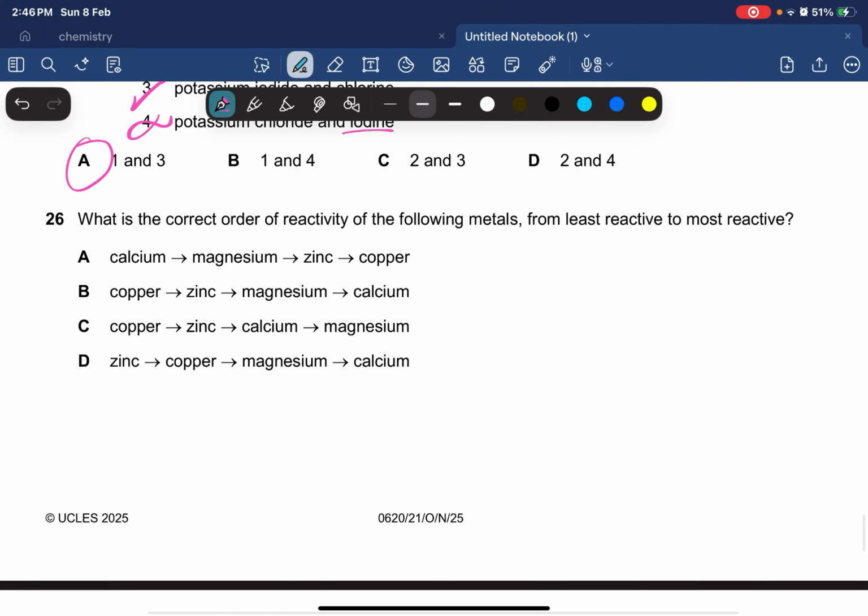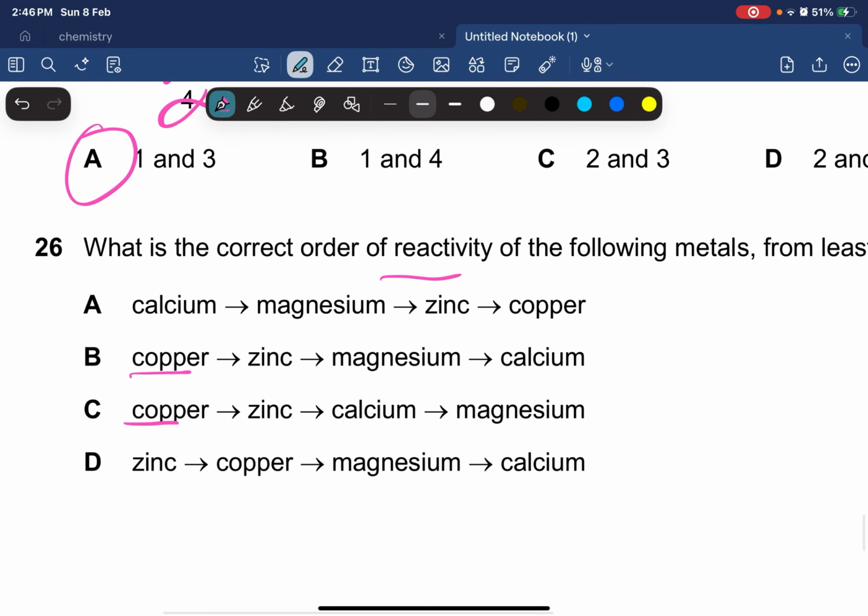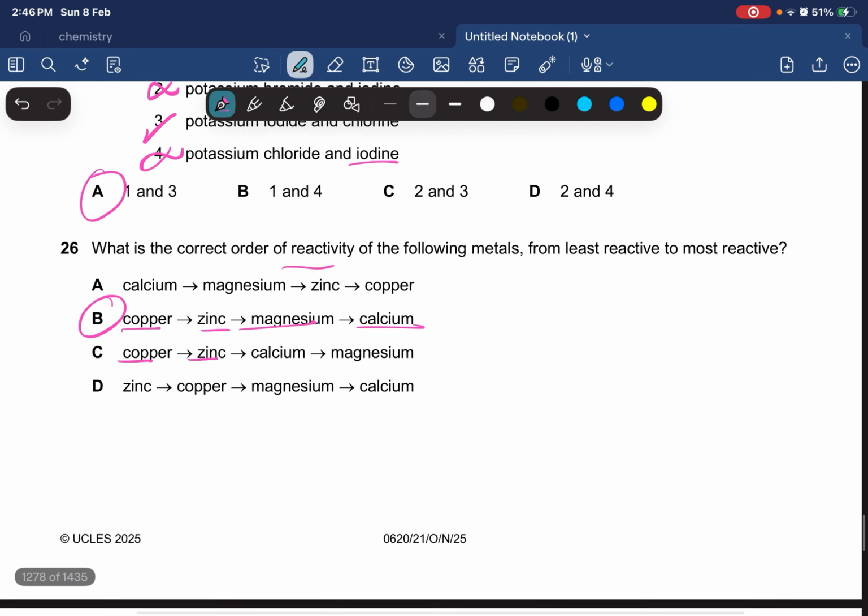What is the correct order of reactivity for the following metals from least reactive to most reactive? Copper, zinc, magnesium, and calcium most reactive. Do you even need to think about this paper?